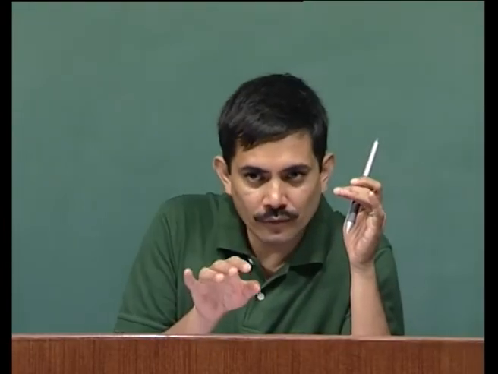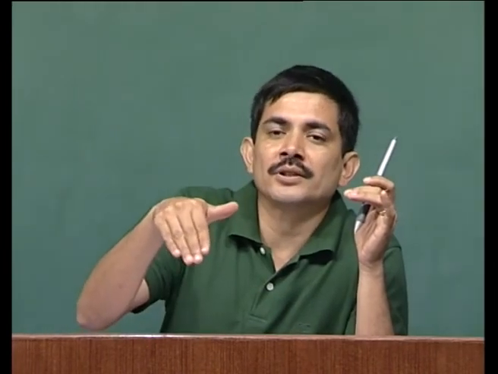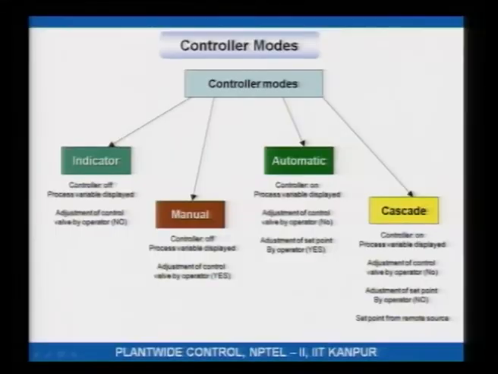Okay. In manual mode, the controller is off, and the value of the process variable that is to be controlled is being indicated. However, since the controller is off, the valve is at whatever position it is, and the operator can change that valve position. He can say that the valve is 50% open, 60% open or 40% open. So, in manual mode, the operator is specifying the valve position signal, the signal to the valve.